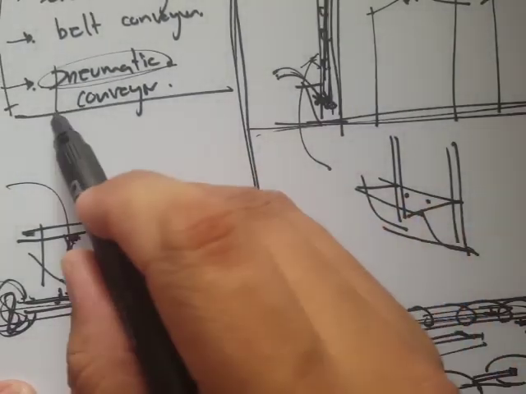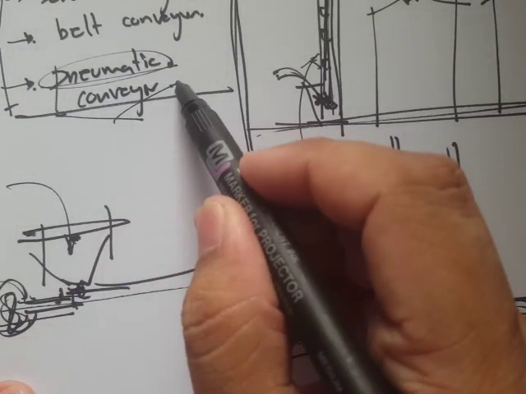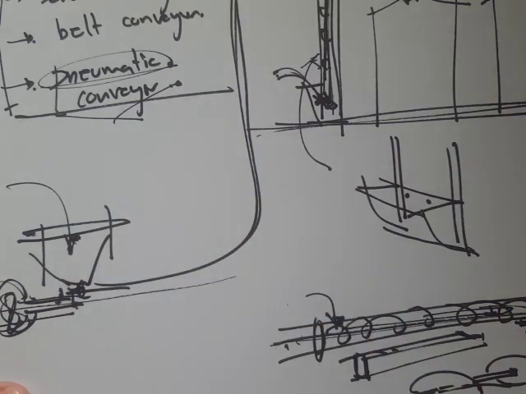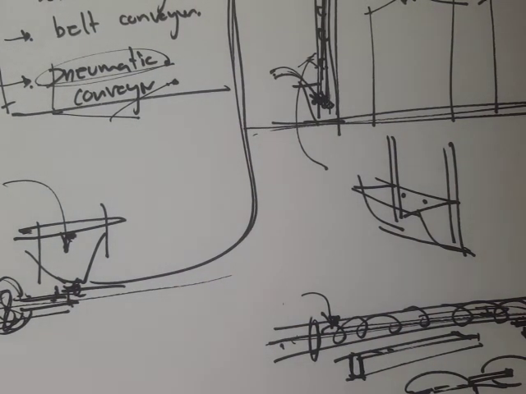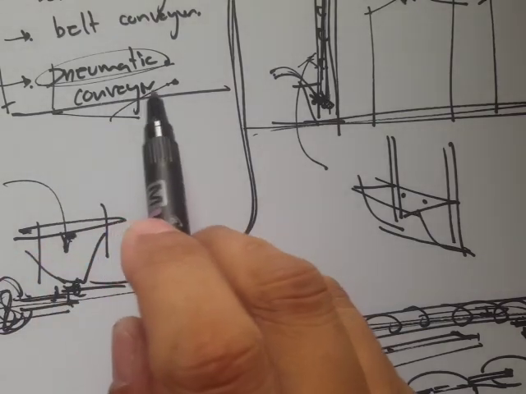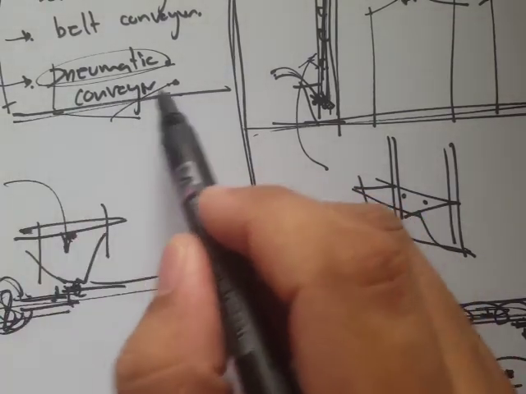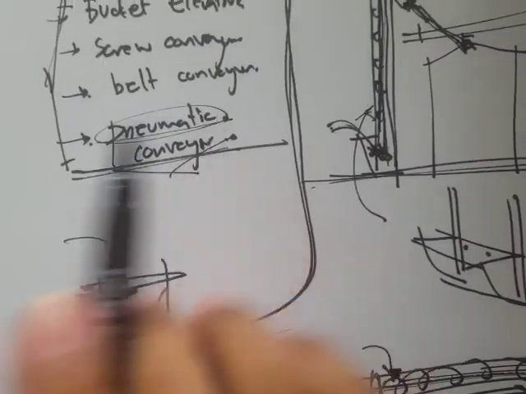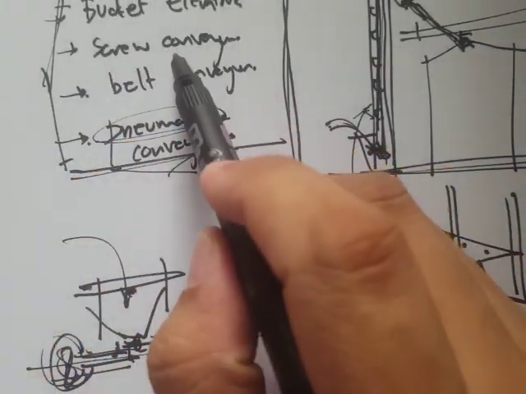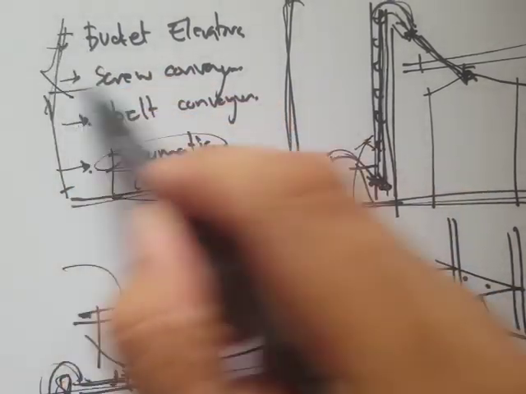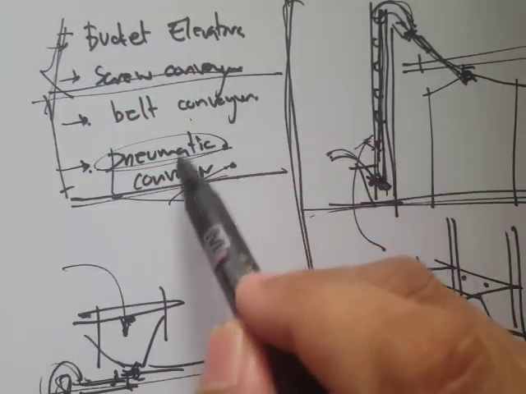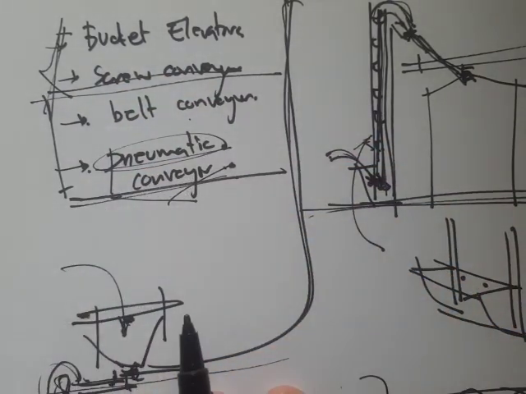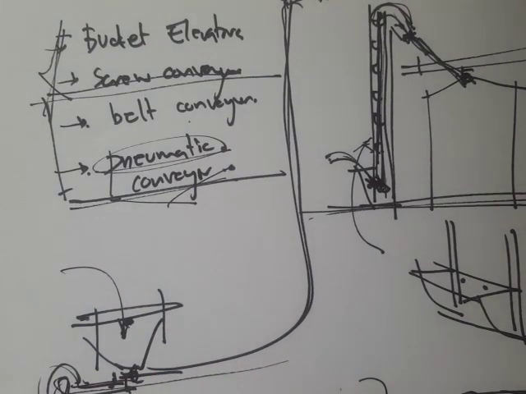Now here, you'll be able to appreciate the aerodynamic properties of the materials when we discuss the pneumatic conveyor. Now in this week, we'll only discuss the bucket elevators and then the screw conveyors. Then next week, we'll discuss the belt and then the pneumatic conveyor.